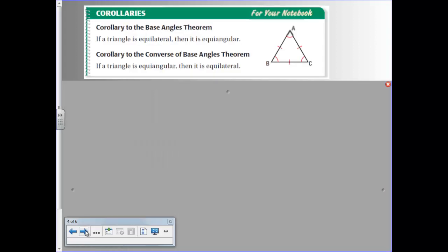Corollary to the base angles theorem, here's where we switch gears a little bit. You look at this triangle and you're like, oh, hey, Miss Rupe, I know what that is. That is equiangular and equilateral, right? So if you want on your paper, you can draw a line right through the middle of your paper, because now we're switching gears. Below we're talking about equiangular, equilateral. The top half we're talking about isosceles.